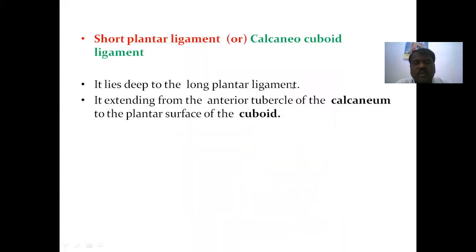Next, the short plantar ligament, also called the plantar calcaneocuboid ligament. It lies deep to the long plantar ligament. It extends from the anterior tubercle of the calcaneum to the plantar surface of the cuboid bone. That is the short plantar ligament.